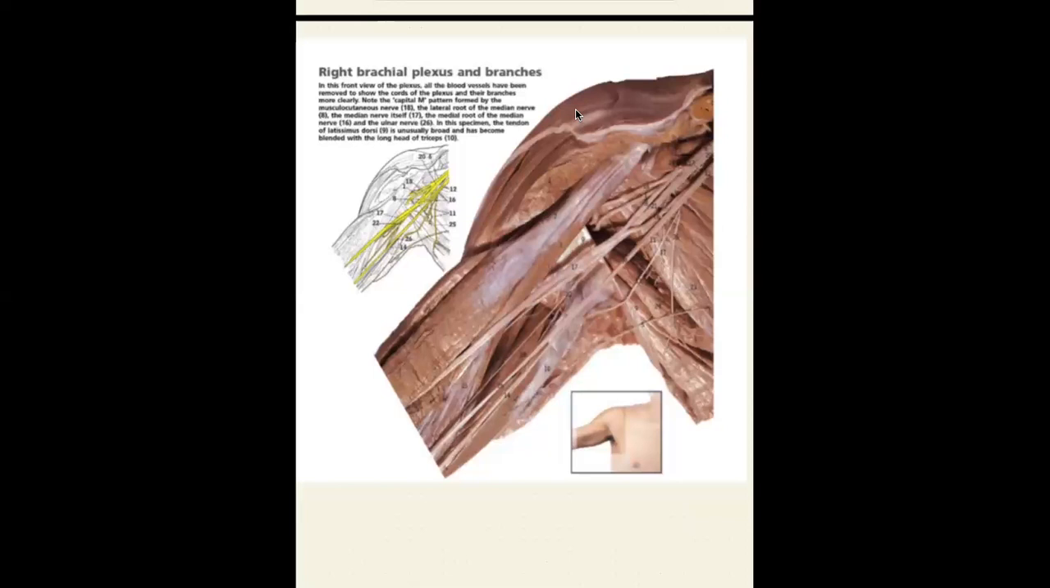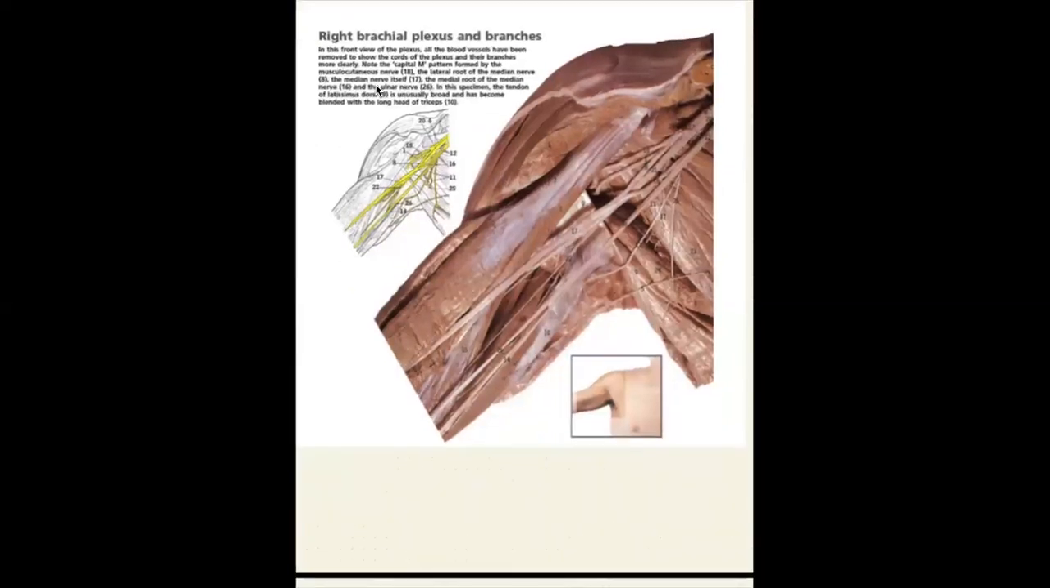Ulnar nerve. Which division of the ulnar nerve? Could you tell me the supply of the ulnar nerve in the hand? It supplies the dorsal and palmar interossei and the adductor. All the muscles except the lateral ones, right? The lateral muscles are supplied by the median nerve. Okay, that's great.